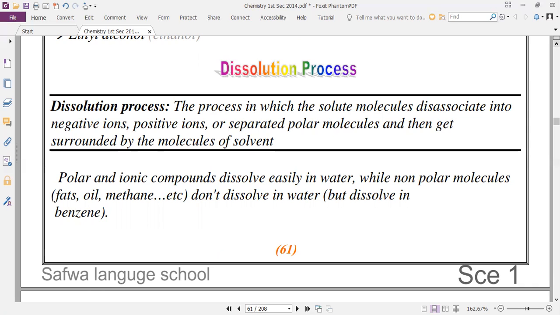So what's meant by the dissolution process? The process in which the solute molecules dissociate into negative ions, positive ions, or separated polar molecules and then get surrounded by the molecules of solvent. Yes, complete. Polar and ionic compounds dissolve easily in water, while non-polar compounds, fats, oil, methane, don't dissolve in water but dissolve in benzene. Excellent, Maria.